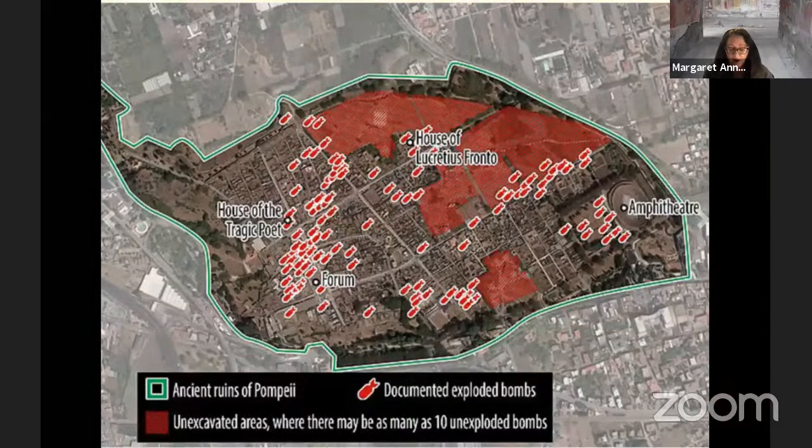Currently, there is a mapping project to determine where the ones discovered were found, and considerable effort to find the rest. And here's part of that mapping project showing you, as you can see from the legend, documenting exploded bombs found throughout the site and the shaded areas where there are likely others.